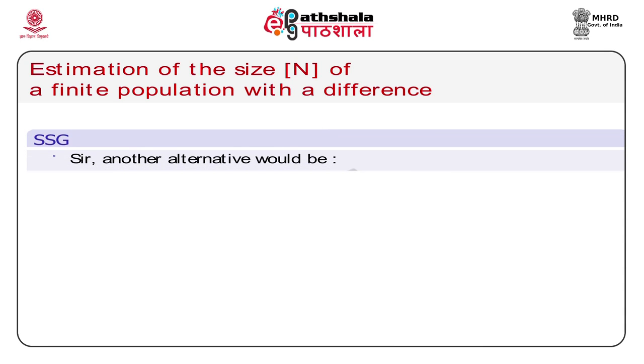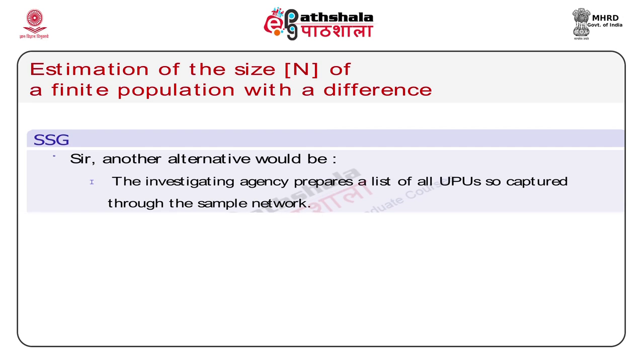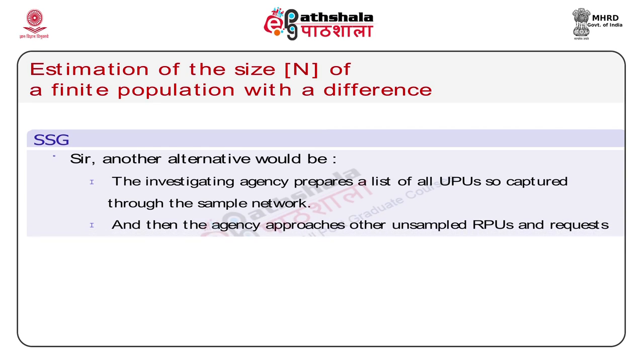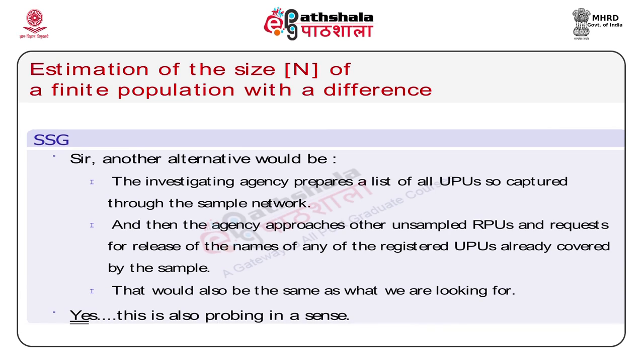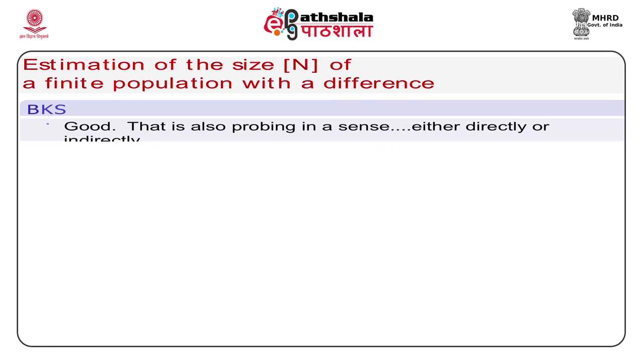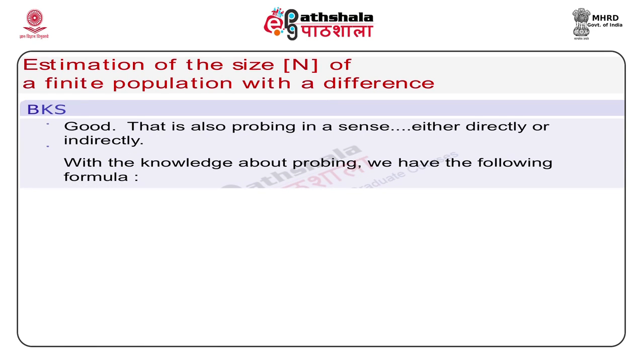Sir, another alternative would be that the investigation agency prepares a list of all the ultimate population units so captured through the sample network, and then approaches the other unsampled RPUs and requests the release of the names of any of the registered ultimate population units already covered by the sample. That would also be the same as what we're looking for. Yes. That is also a probing in some sense, either directly or indirectly. Either you approach the individuals, or you approach the other centers and tell them to release information.